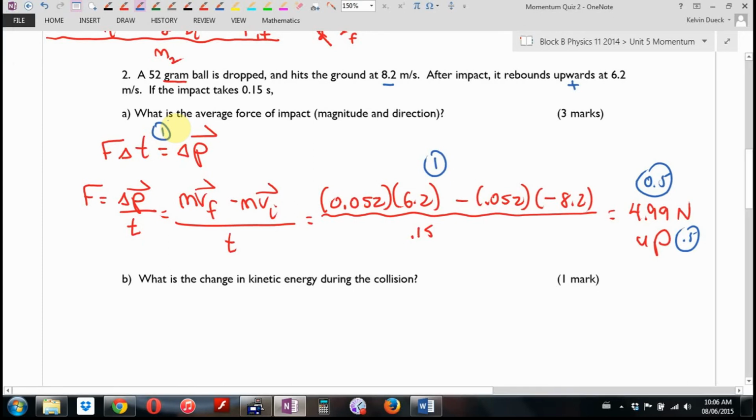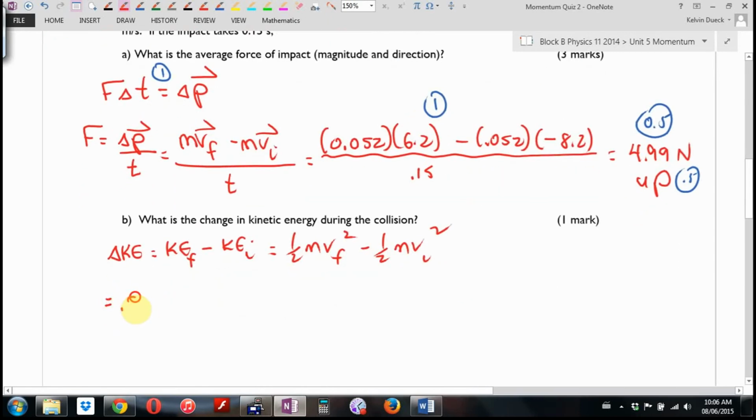I've never asked you B before. This was to see if you could put 2 and 2 together and get 4. I asked you for the change in kinetic energy. Why, what's change in anything? It's going to be final, take away initial. So it's going to be a half mv final squared minus a half mv initial squared.